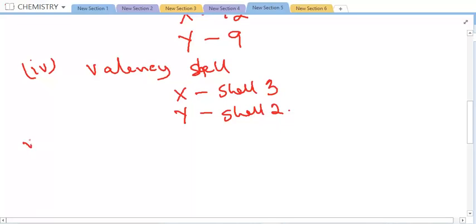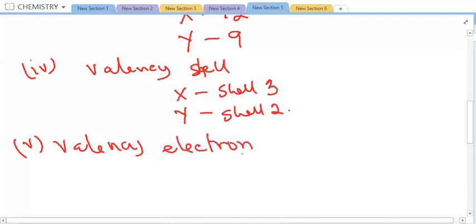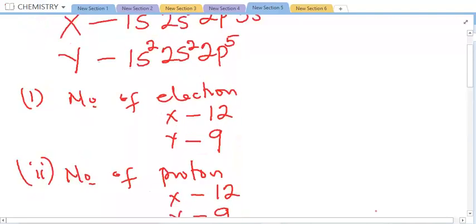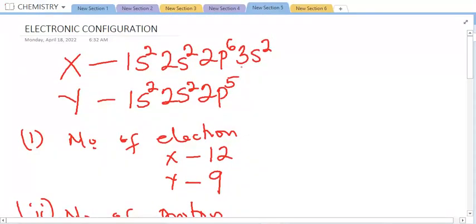Now, question number 5 is asking us for the valency electron, for X and then for Y. Now, valency electron means the number of electrons in the valency shell. Or you say valency electron is the number of electrons in the outermost shell. But we just said the outermost shell is the valency shell. So the number of electrons in the valency shell becomes the valency electron. Now, the valency shell for X is 3. How many electrons are there? That's these 2.